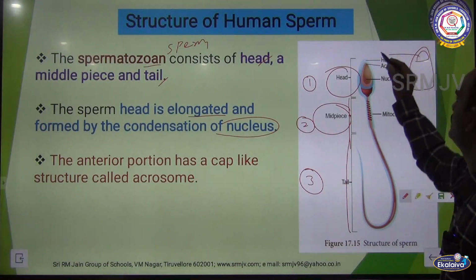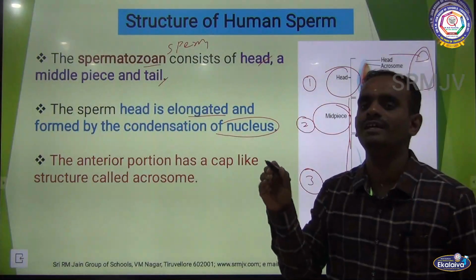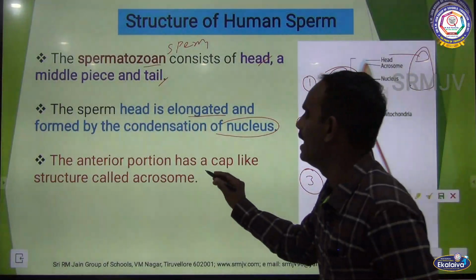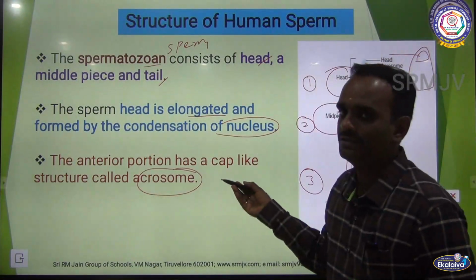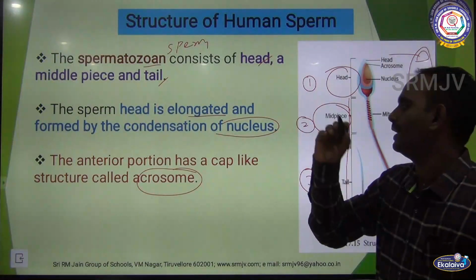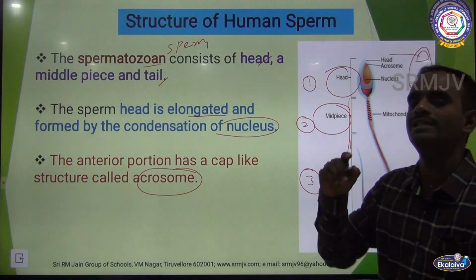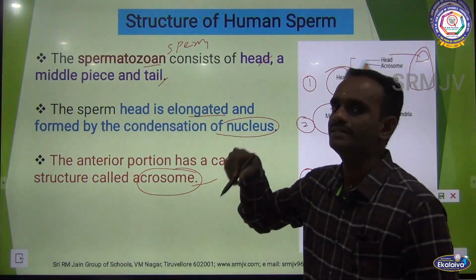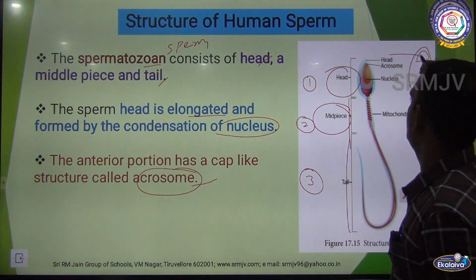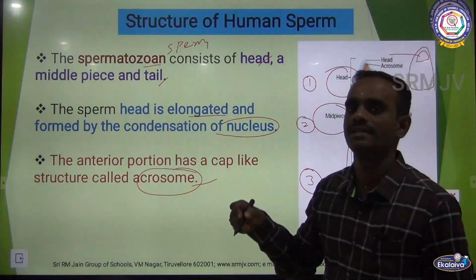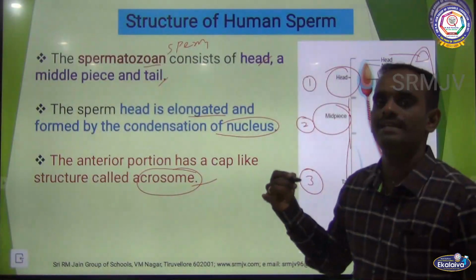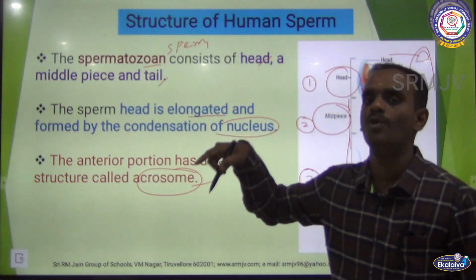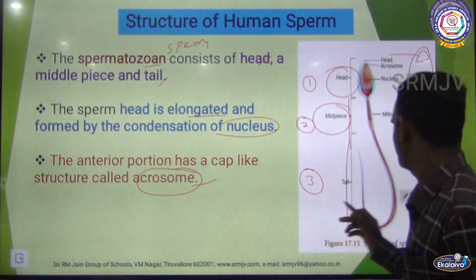See here, this is the anterior portion of the head. It consists of a small cap-like structure called acrosome. It is very important. The cap-like structure present on the anterior portion of the head is called acrosome. Inside that acrosome, the hyaluronidase enzyme is present. This hyaluronidase enzyme is very essential for the entry of sperm into the ovum. Is it clear, children?